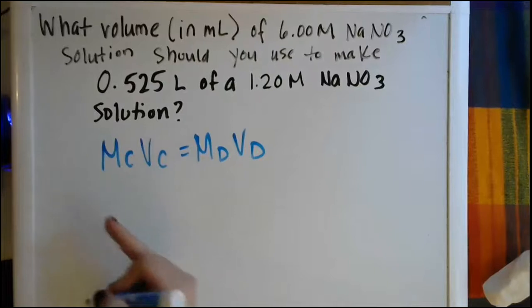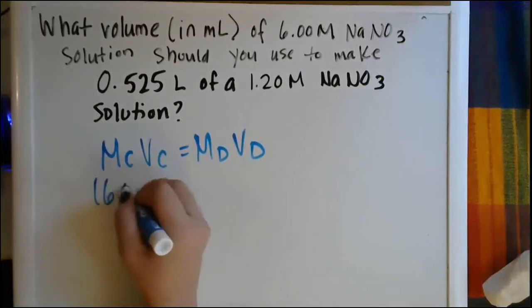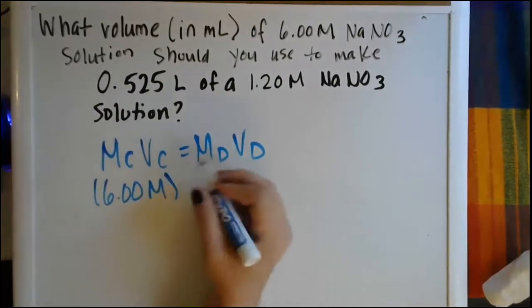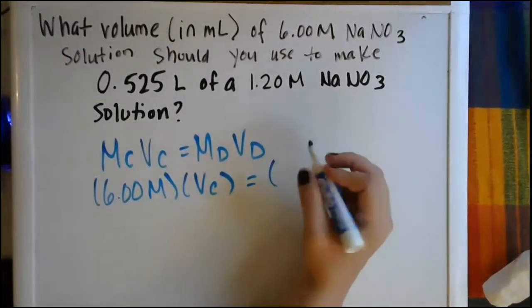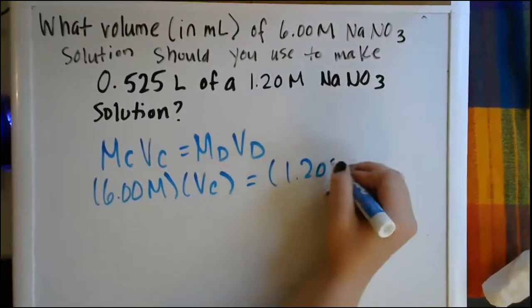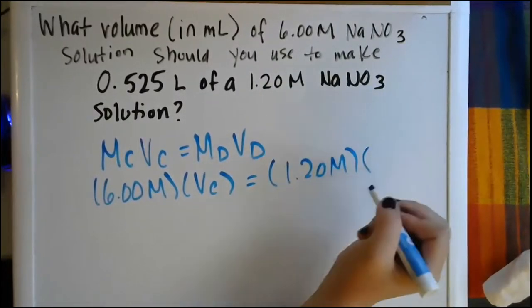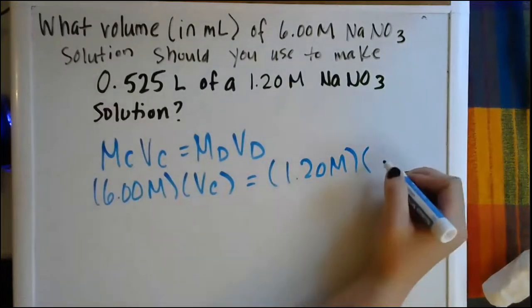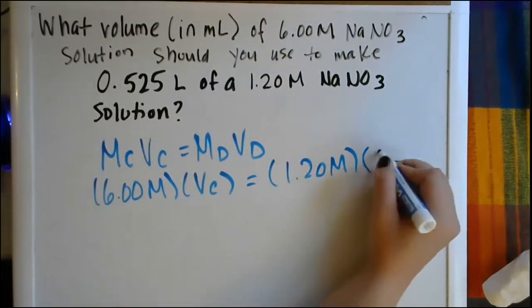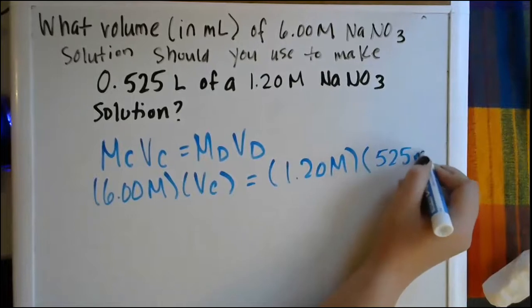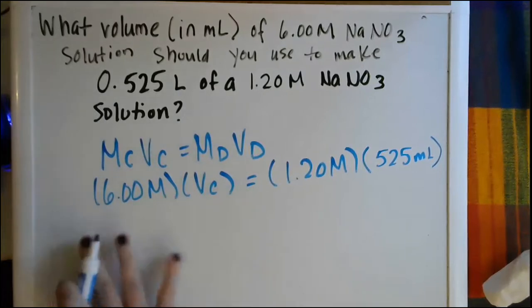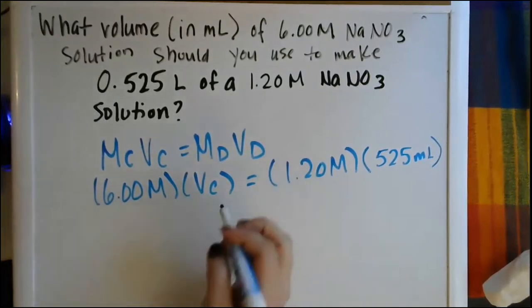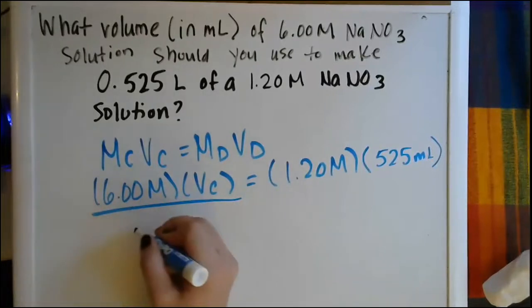Okay, in this case, we have the molarity of the concentrated solution. And we have the molarity of the dilute solution. And we have the volume of the dilute solution. I'm going to write the 0.525 liters as 525 milliliters because we want our final answer in terms of milliliters, okay? Once we have all of our information written out and sorted properly, now we're going to solve for the unknown variable.